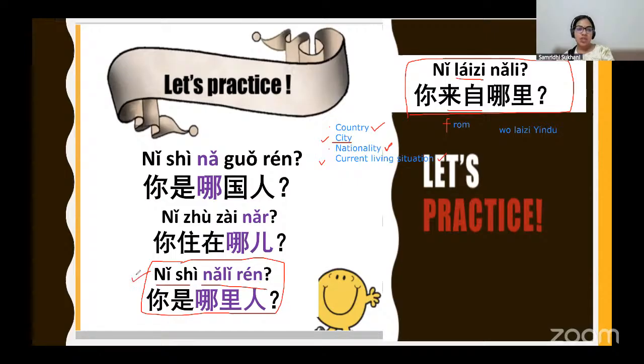So let's say you go to Shanghai. In Shanghai, you can ask them Nisha Naliran. Either they will say they are localites, like Washa Shanghai run, or they will say Washa Henan run, Washa Hubei run. Whatever province they are coming from, they will say they are from that area. Or you can ask them Ni Chu Zainar.